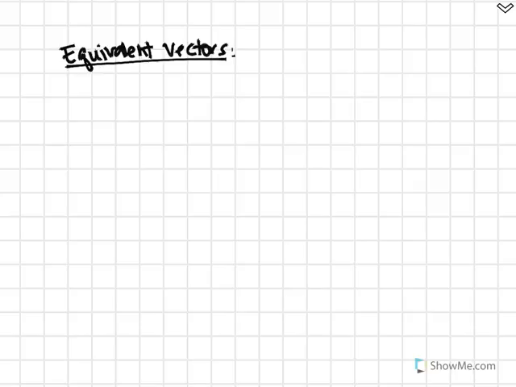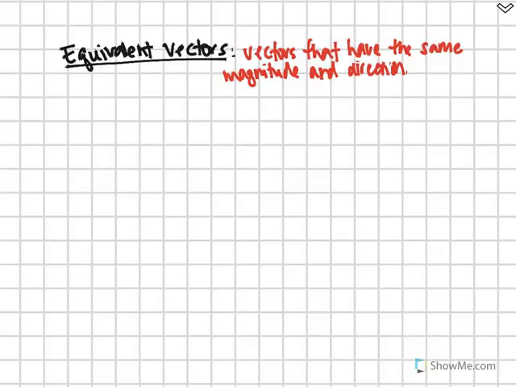So some vocabulary is equivalent vectors, and equivalent vectors are vectors that have the same magnitude.